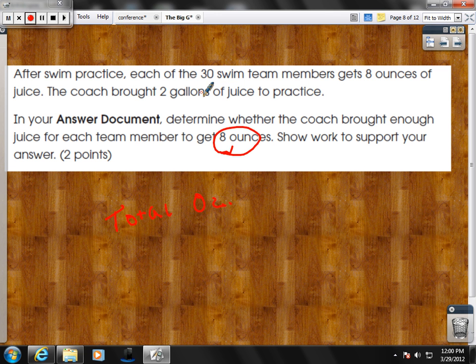So in 2 gallons of juice, how many ounces are there? Well, if you draw your big G, and you have 4 Q's, and inside each Q is 2 P's, now you're looking at trying to figure out how many ounces 2 gallons is. Well, inside each P is 2 C's, and inside each C is 8 ounces.